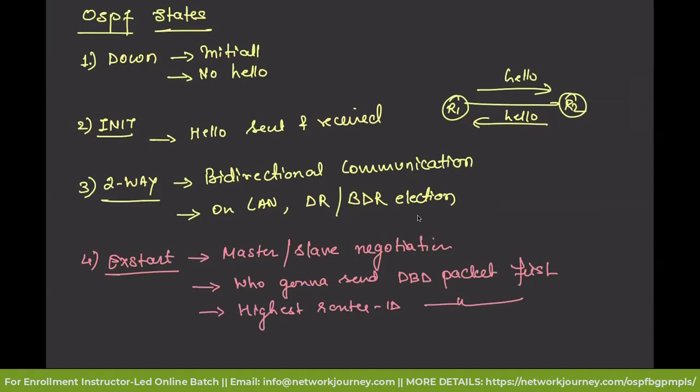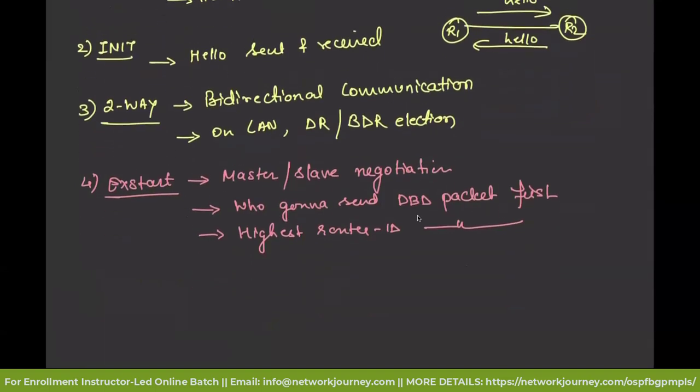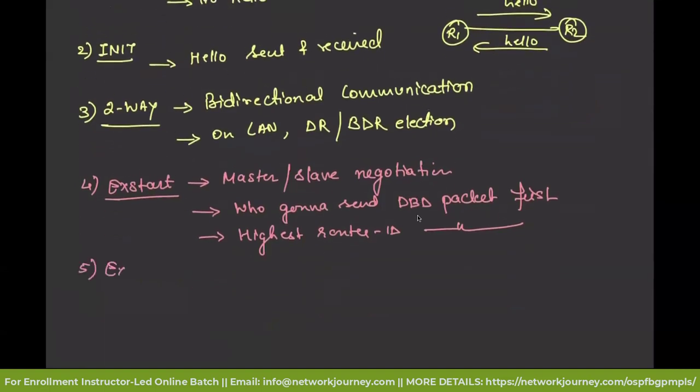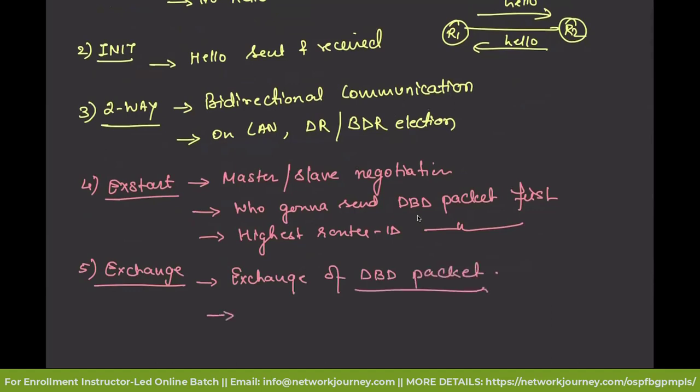Once the master and slave negotiation happens, they move on to the exchange state, where the actual exchange of DBD packets happens. And by the way, the DBD packet is a reliable packet, so you need to have the acknowledgement for your DBD packet, which comes from the other side.